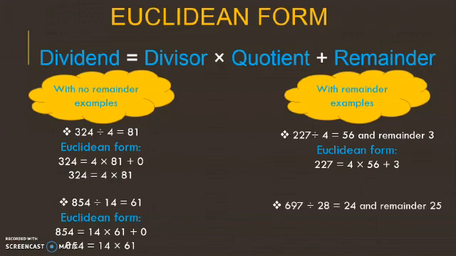As for two-digit divisors, which is 28, I write the Euclidean form in this way: 697, which is the dividend, it's equal to the divisor 28 times the quotient 24 plus the remainder, which is 25.